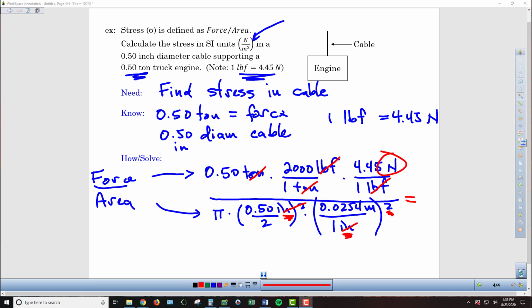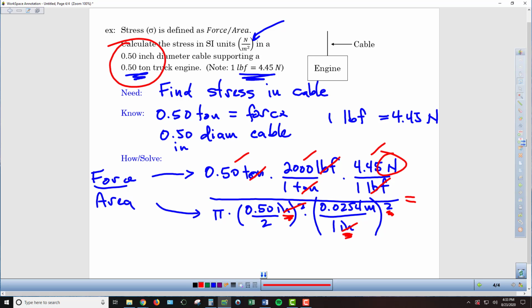So if we push buttons on our calculator, up on the top, we're multiplying 0.5 times 2,000 times 4.45. Then we're dividing that by pi. We're dividing it by essentially 0.25 twice and by 0.0254 twice, since both of those quantities are squared. And then we round off to two significant figures.